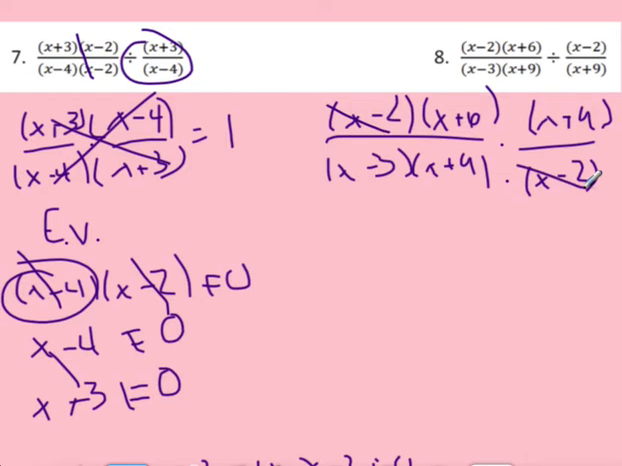So we can cancel this and this. We can cancel this and this. So left up top is x plus 6. Left on the bottom is x minus 3.